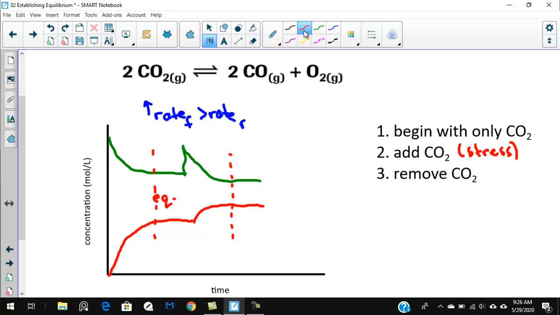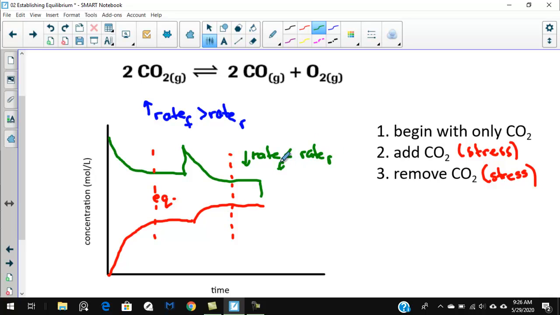Okay? Now we look at one other stress, we can also take things away. So this is our second stress right here. If we were to remove CO2 from the system, then that means that this would drop. If that drops, that means the rate of the forward reaction would then go down. And so it's now less than the rate of the reverse reaction.